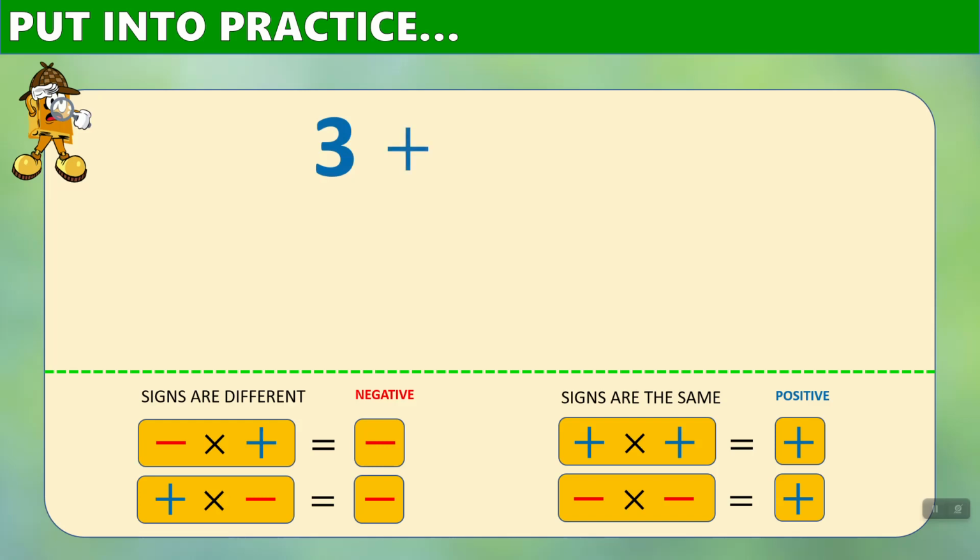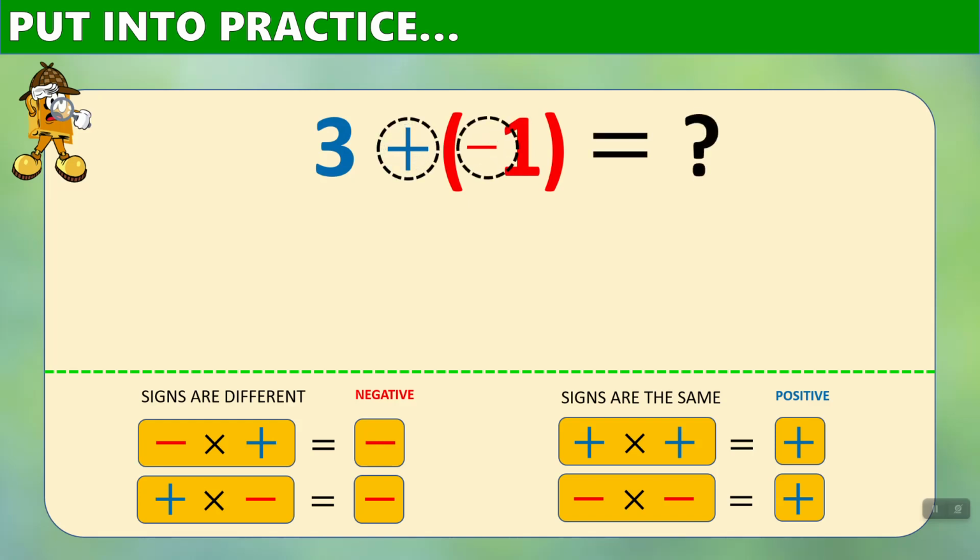How about 3 plus negative 1? Again, we have brackets. We have two signs. Here's a plus, here's a minus. And if we look down below, plus times minus gives us negative. So these will transform into negative 1. And we know what 3 minus 1 is. It is 2.